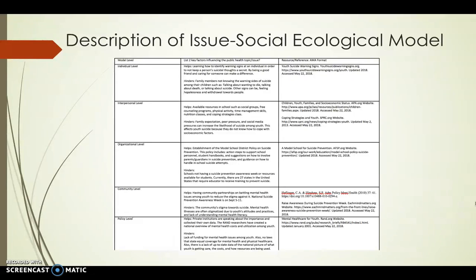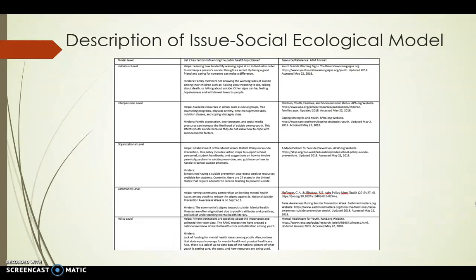And then the second level, interpersonal level, is the available resources in schools, such as social groups, free counseling programs, physical activity, or other coping techniques. What can hinder this intervention for youth is family expectation, peer pressure, and social media pressure, which can increase the likelihood of suicide among youth.